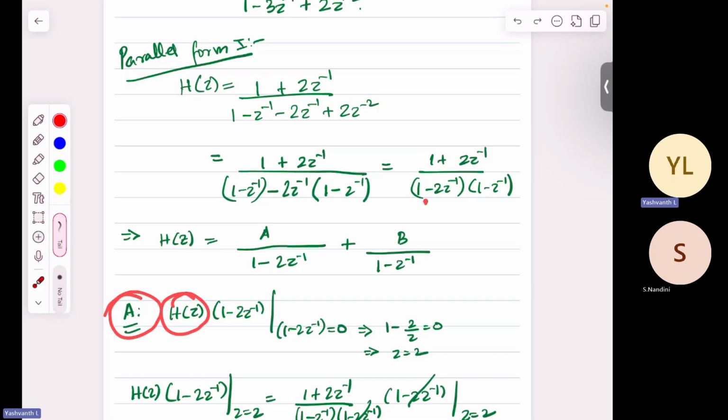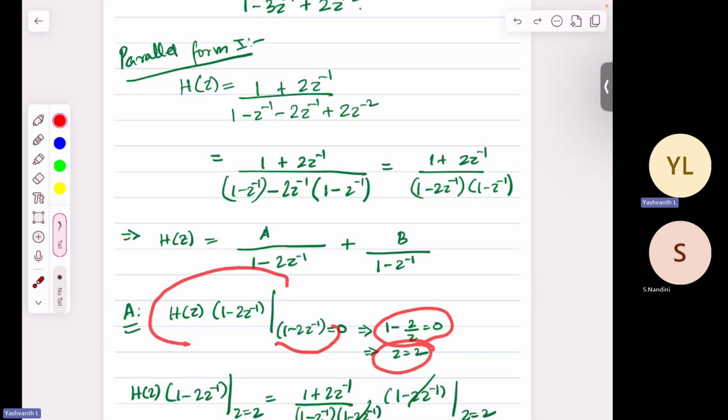How to find A? H of z into 1 minus 2 z inverse, evaluated at z for which 1 minus 2 z inverse goes to 0. That is nothing but 1 minus 2 by z equal to 0, or z equal to 2. So you need to evaluate h of z into 1 minus 2 z inverse at z equal to 2. Whatever is the answer, that is the value for A.